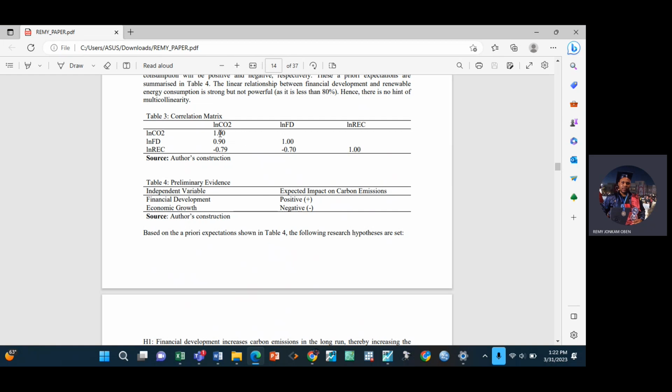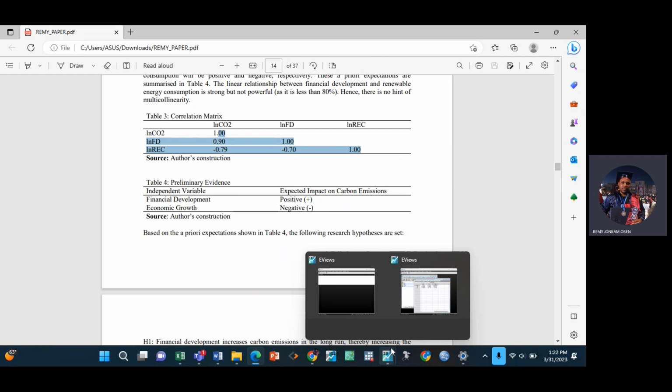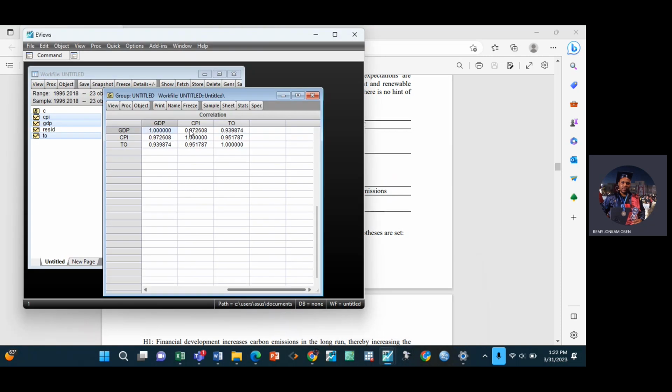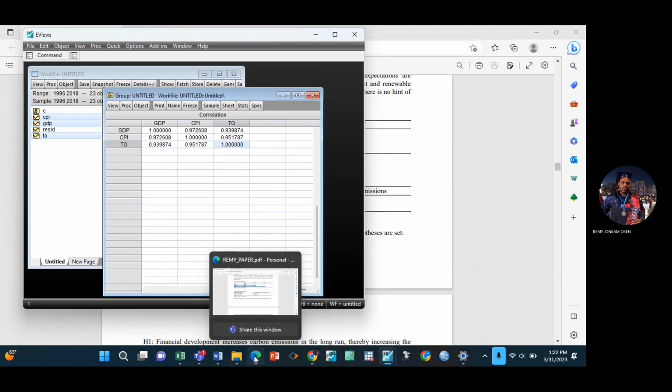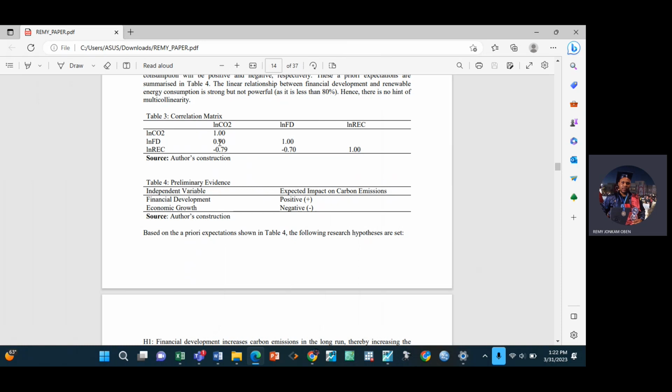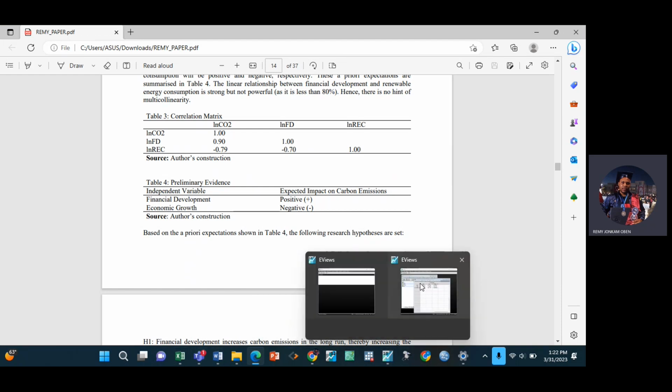The leading diagonal will always be 1, 1, 1. Above and below is the same, so no need to put the same things. You see here, I just put the values below. Above, nothing, because it's the same, right? Okay. Now, how do we interpret the correlation matrix?